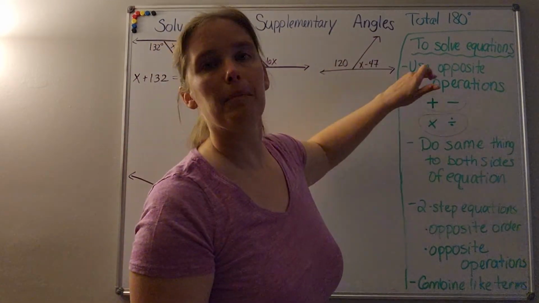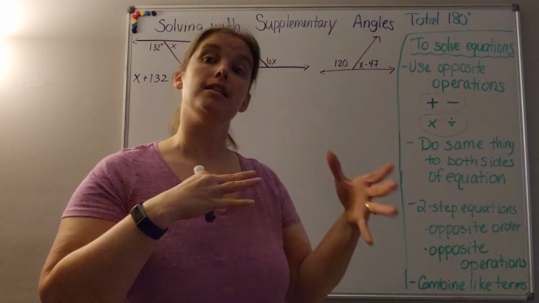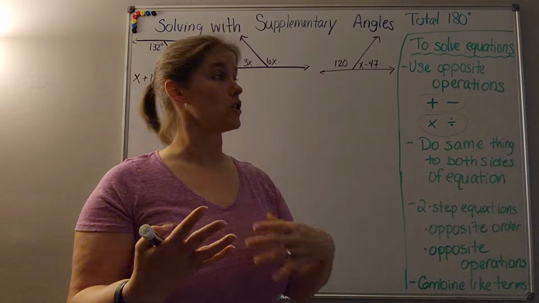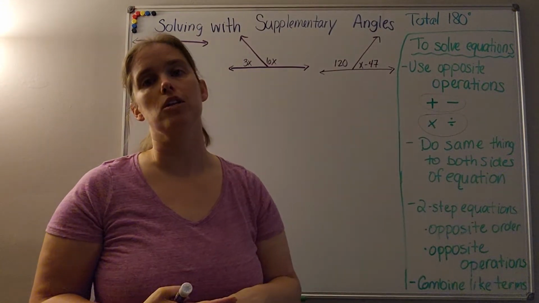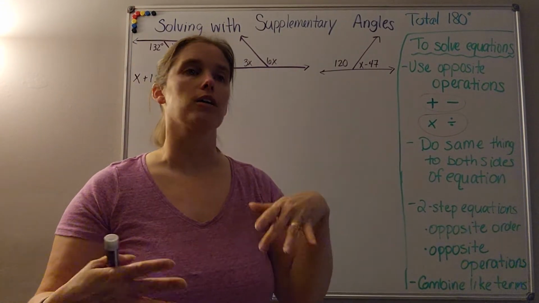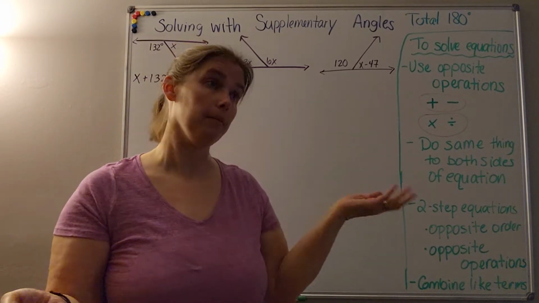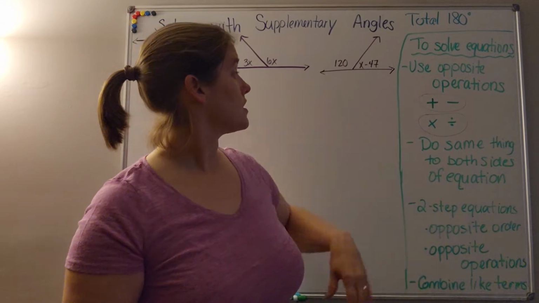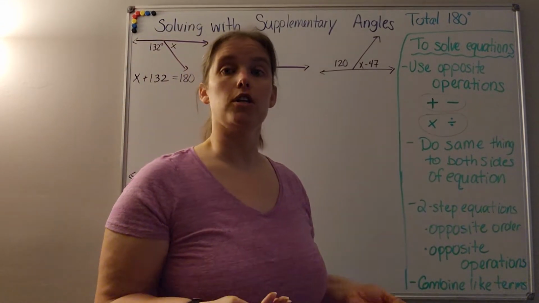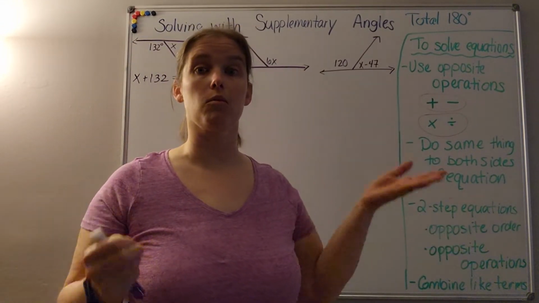Remember, we have to use opposite operations to solve. Addition and subtraction, multiplication and division are our two pairs of opposite operations. You see addition, you subtract. You see subtraction, you add. Multiplication, you divide. Division, multiply. Then remember to do the same thing to both sides of the equation. So each time you see me solve, to keep it balanced, I'm going to write it on both sides of the equal sign.